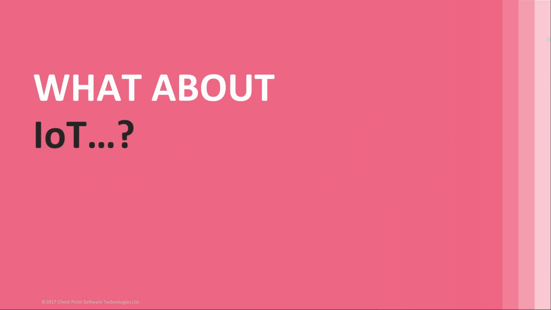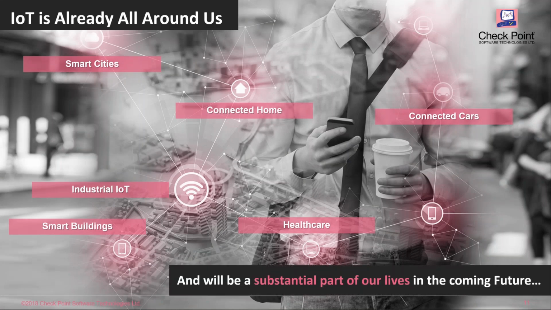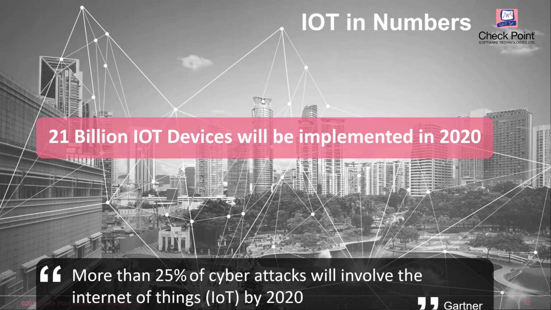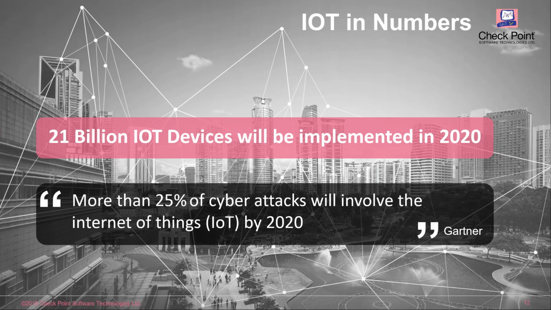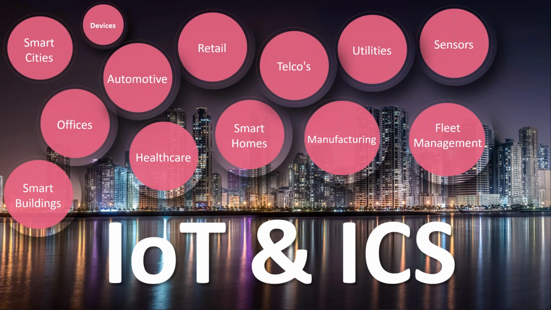So let's talk a bit about IoT. We can clearly see it's all around us: connected home, smart cities, industrial IoT, and so on. And it will remain a substantial part of our lives. Now, as far as the numbers go, I'm just going to run through this real quick because it's not technical enough, I guess, for all of us. So again, a lot of devices in 2020, and more than 25% of cyber attacks will involve IoT devices, and that's Gartner. So all kinds of locations, all kinds of segments and verticals. Let's focus on 2 of these: offices and smart buildings.